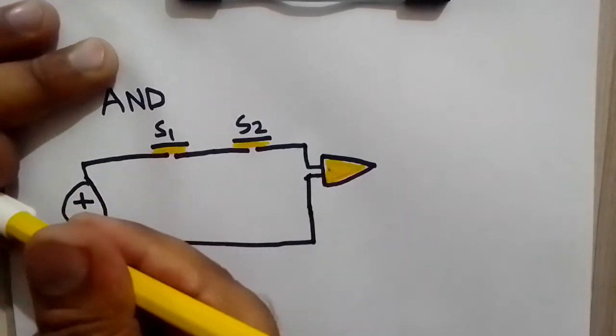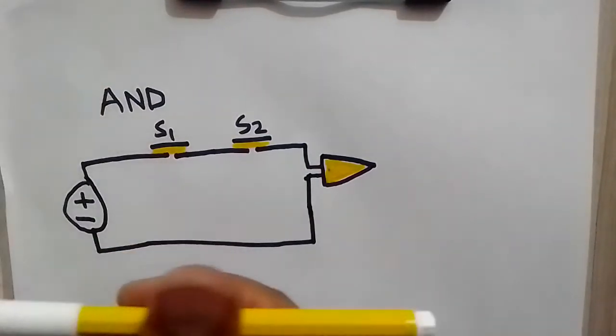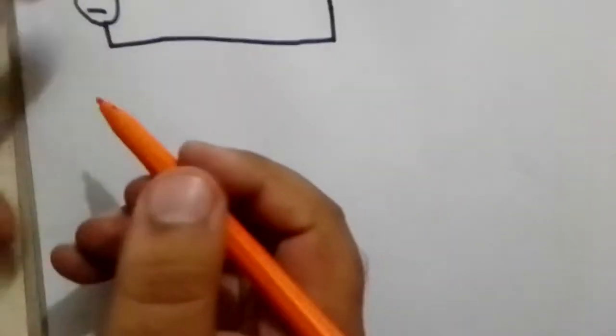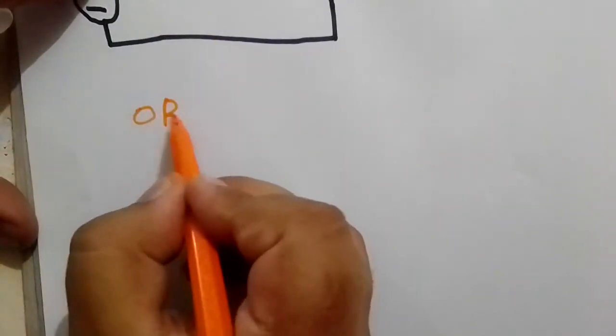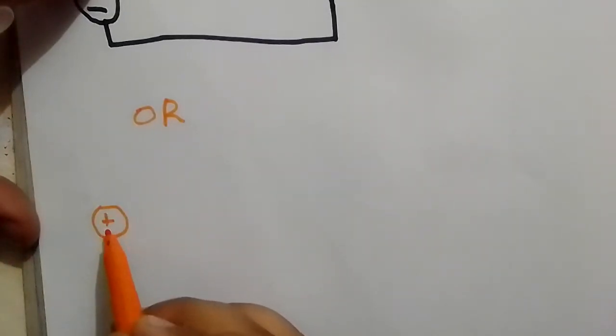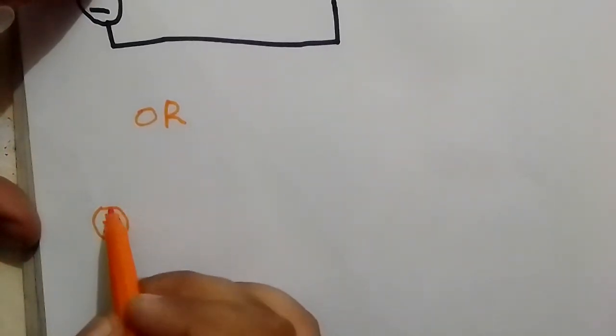So let us see the intuition behind the digital OR gate. The OR gate can be considered as two switches connected in parallel.